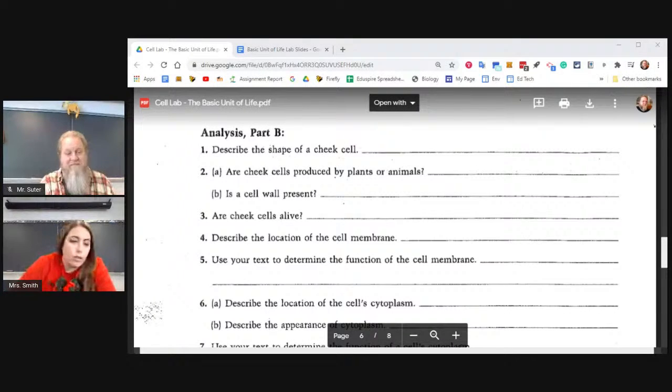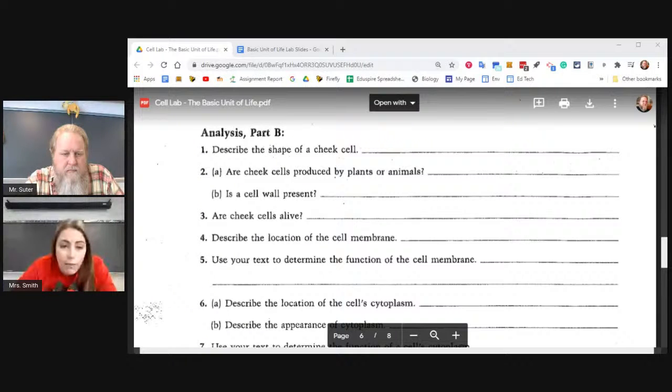Mr. Shooter talked about whether our cheek cells are alive. If we are doing the lab and scraping them and doing it right then and there, then yes, those would still be alive. I know we couldn't do that, unfortunately. But yes, they would still be alive.